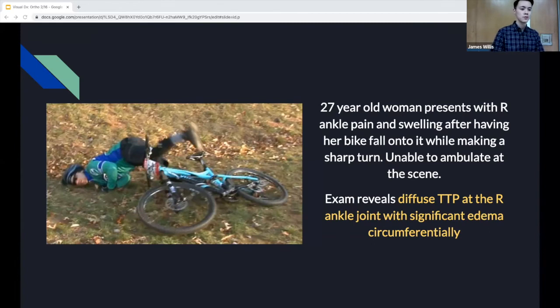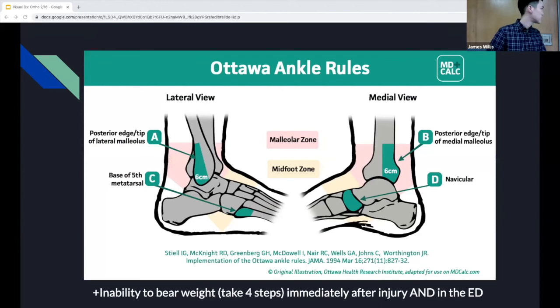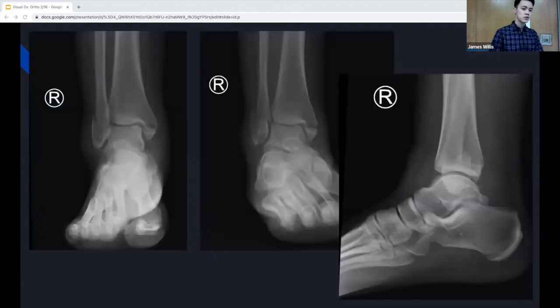Yep, so you whip out MD Calc and you pull up the screen. These are all the areas that if they were tender, and they can't bear weight both immediately after and in the ED, let's get an image. So here are your pictures. What do you guys see?